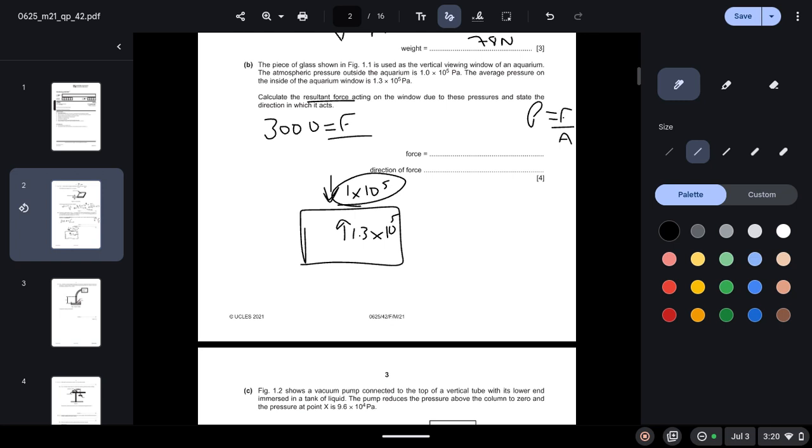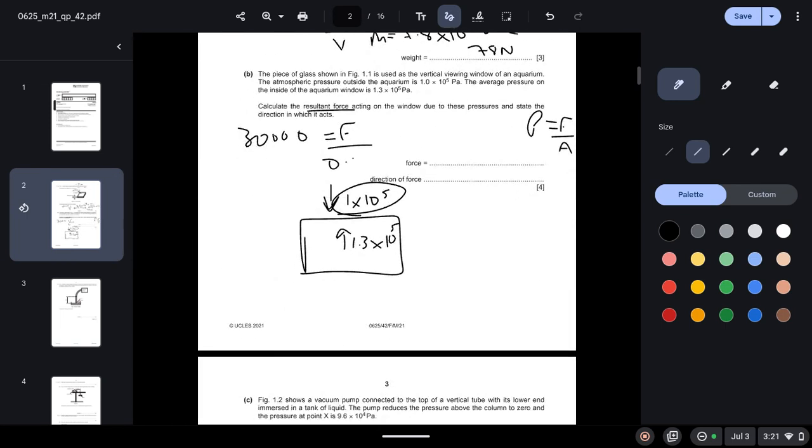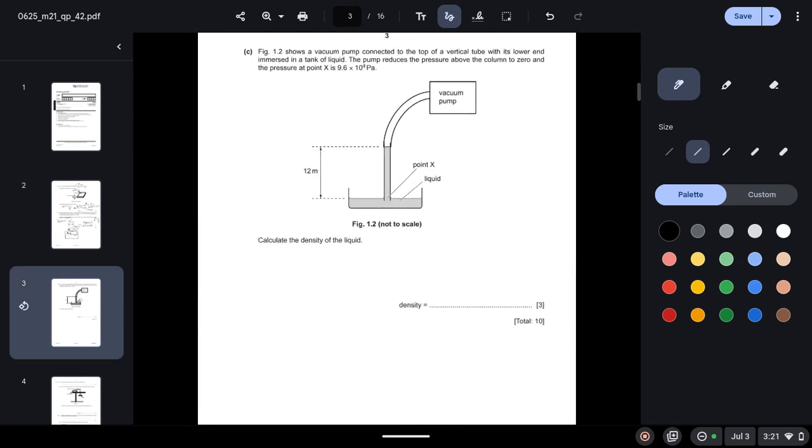So this would be not 3000, this would be 30,000. Area we know is this much, 0.15. So just use your calculator to do the calculations. Your answer will come out to be 4500 newtons, and the direction of the force would be outwards, from inside of the aquarium to the outside, so outward, because the inside pressure is greater than the outside pressure, which is the atmospheric pressure.